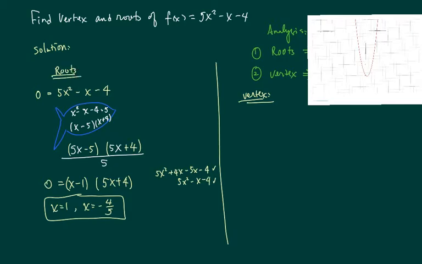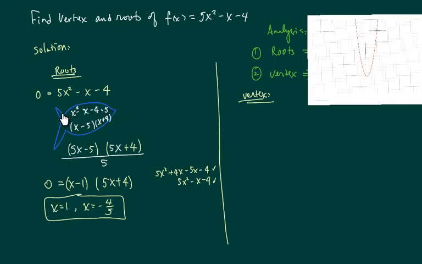So let's solve this problem in two parts. Vertex is over here, roots is over here. Roots, like we explained earlier in analysis, is just setting function equal to 0. Now, factoring this one requires a little finesse in that the coefficient, the first one, is not equal to 1. You can use the quadratic equation, but over here I thought I'll show you a different method.